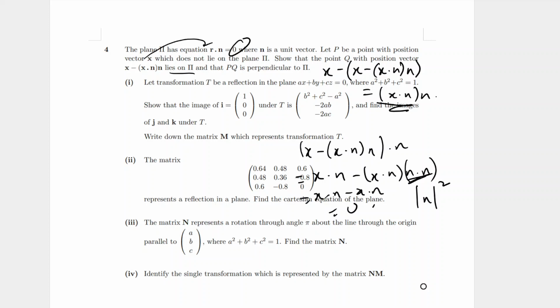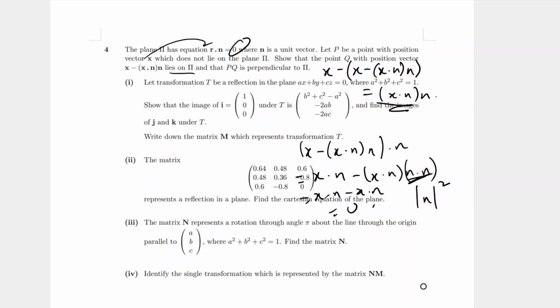Let transformation T be a reflection in the plane ax plus by plus cz equals 0, where a squared plus b squared plus c squared equals 1. Show that the image of i under T is that, and find the images of j and k under T. This is just reflection. You sort of learned this at A-level already.